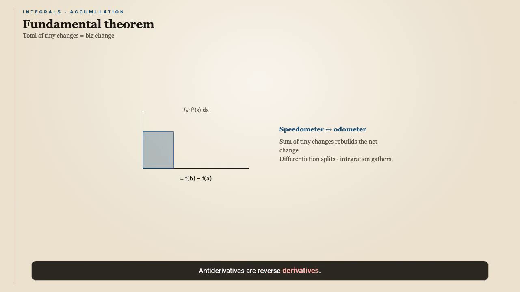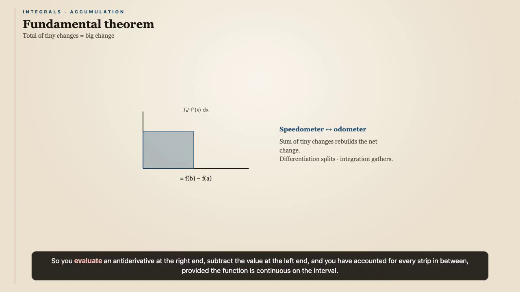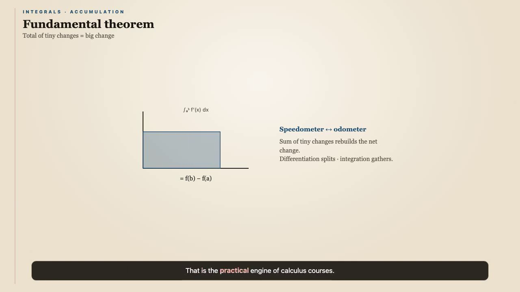Antiderivatives are reverse derivatives. If the derivative of x squared is 2x, then an antiderivative of 2x is x squared plus a constant. The constant floats because derivatives kill constants. For a definite integral between two ends, the constant cancels when you subtract. So you evaluate an antiderivative at the right end, subtract the value at the left end, and you have accounted for every strip in between, provided the function is continuous on the interval. That is the practical engine of calculus courses. Meaning still sits in the strips.